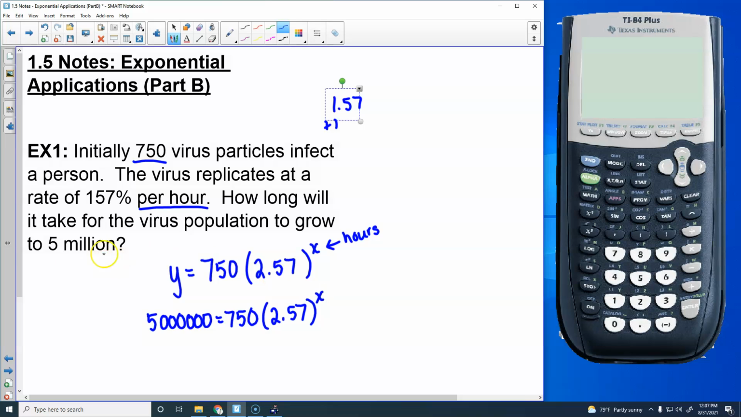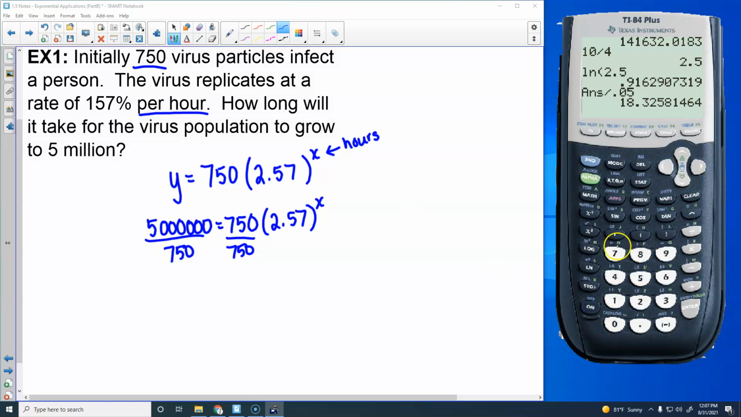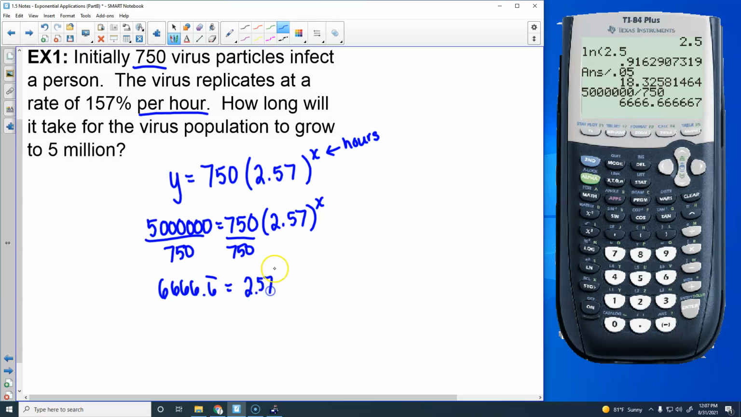Elijah, what would I do to solve that equation there? Very good. So I'm going to do that over here on my calculator. Okay, so I get 6,666.6 repeating equals 2.57 to the x.